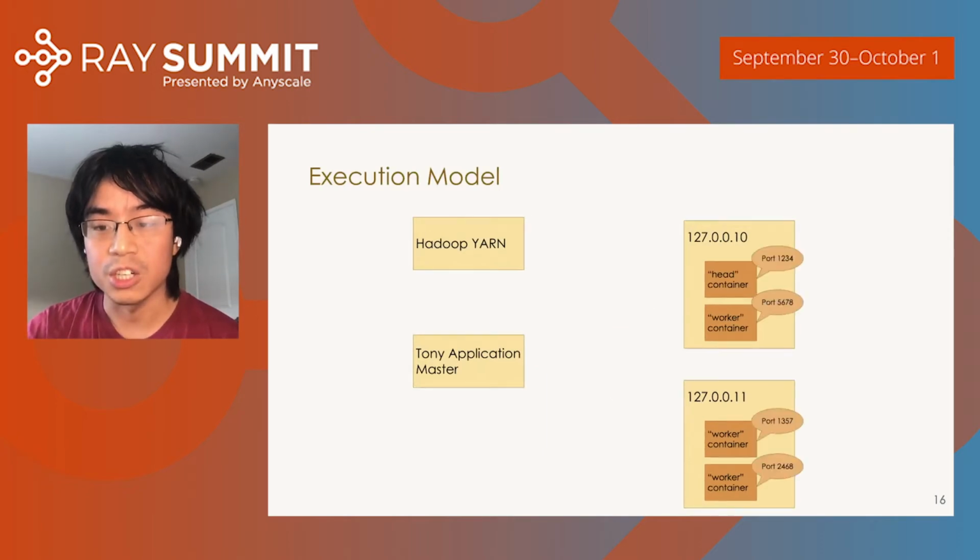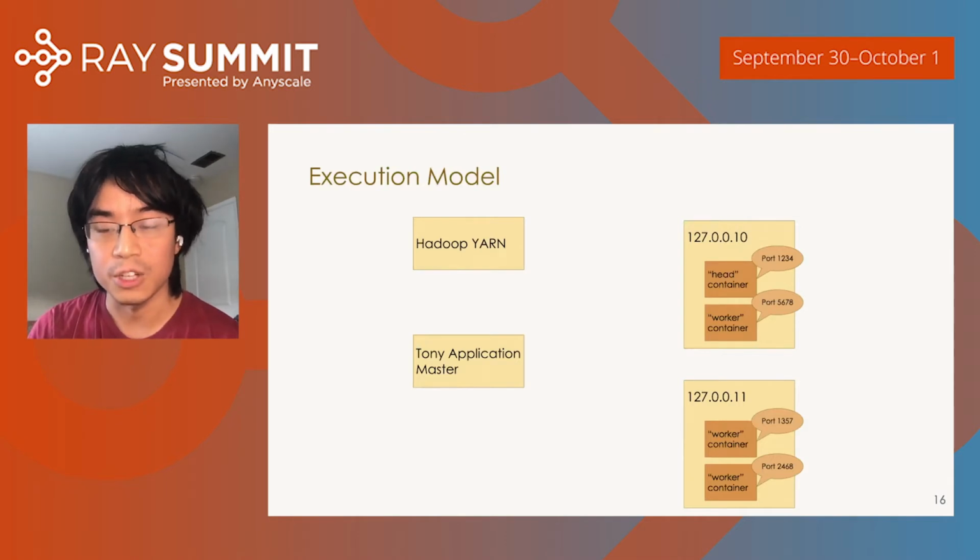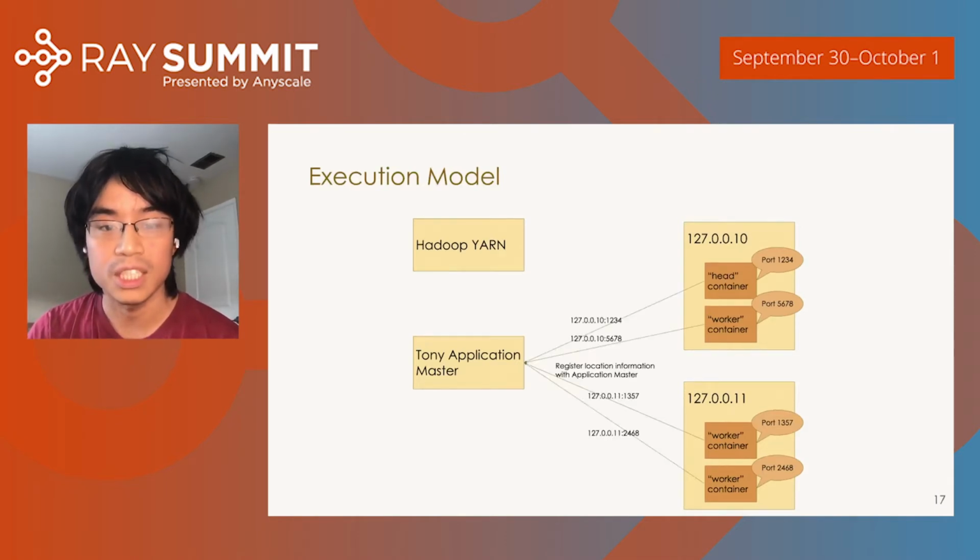Once these containers have started, within each container, Tony will allocate a port for this particular process. For example, in the head container at the top, Tony happened to find a port 1234 that was available on this node, and it will reserve this port for this container. Once all of these containers have found their port allocations, they will send this topology information, including the host and the port that the container is running on, back to the application master.